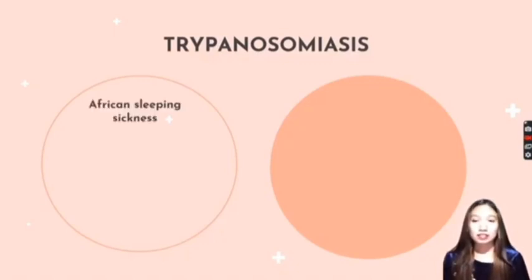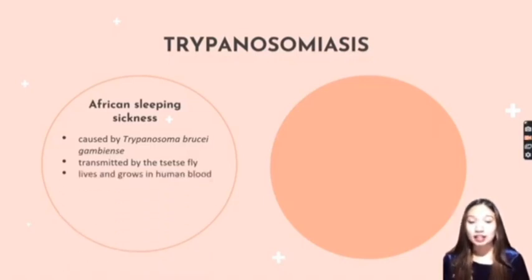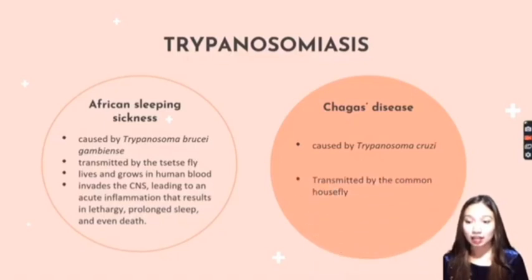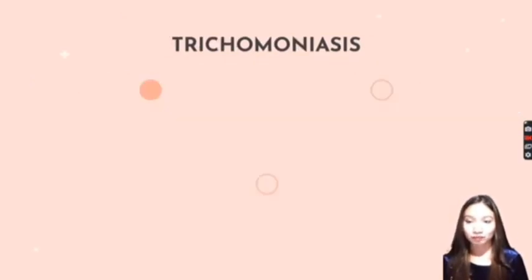For African sleeping sickness, this is caused by Trypanosoma gambiense. It is transmitted by the tsetse fly, lives and grows in human blood, and invades the CNS, leading to an acute inflammation that results in lethargy, prolonged sleep, and even death. Chagas disease is caused by Trypanosoma cruzi, transmitted by the common housefly, and causes severe cardiomyopathy.